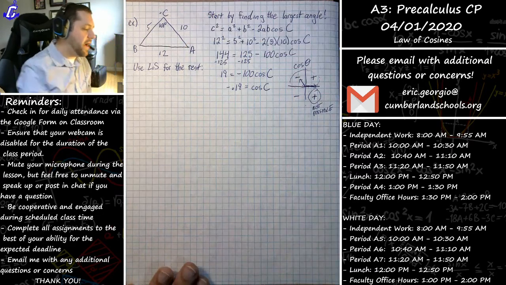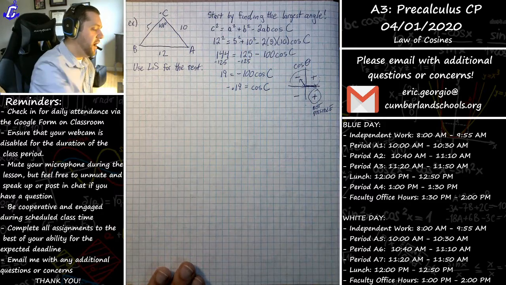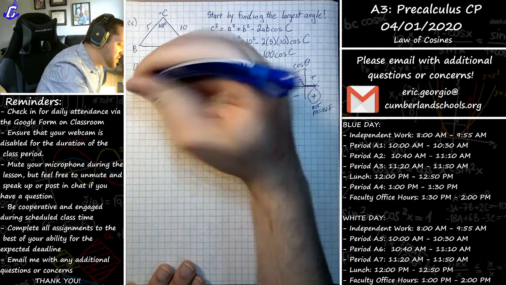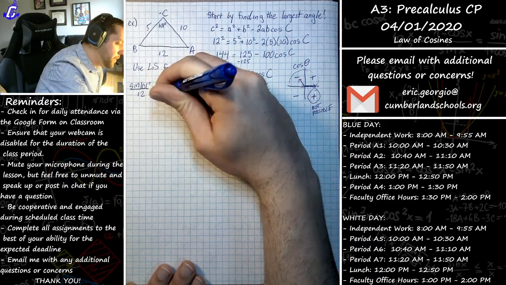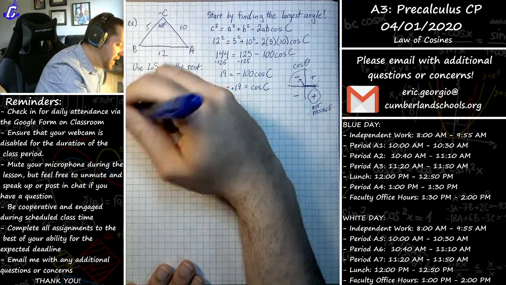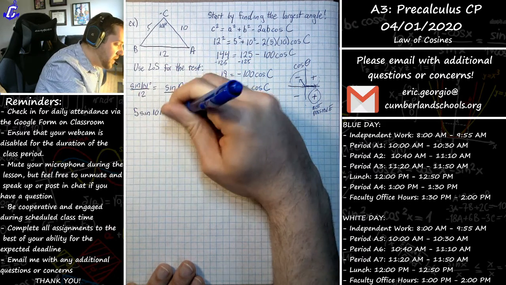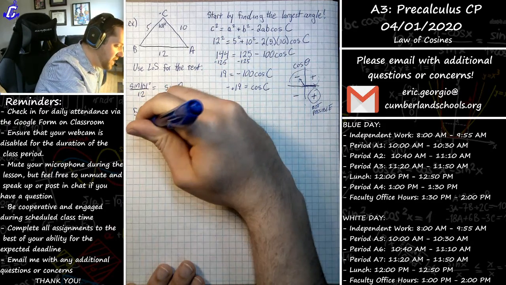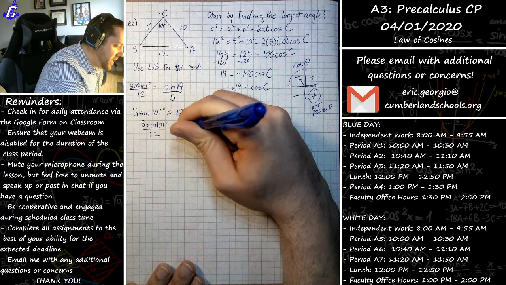Okay? I would now go ahead and solve for my small angle first, just like I did going forward. I would say the sine of 101 over 12, equals the sine of A, which I don't know, over 5. Okay? I'd cross multiply. I'd get 5 sine of 101 is equal to 12 sine of A. Divide both sides by 12. You get 5 sine of 101 degrees over 12 is equal to the sine of A.